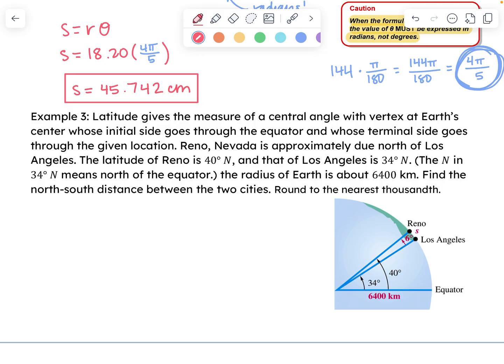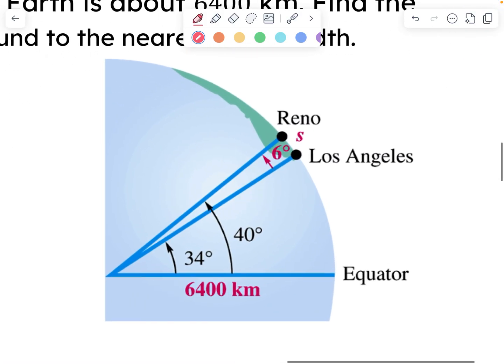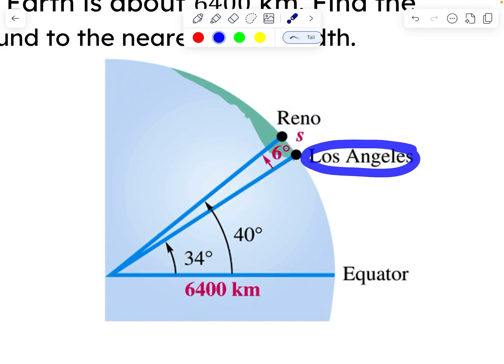The latitude of Reno is 40 degrees north, and that of LA is 34 degrees north. The N in the degrees north means that it's north of the equator. The radius of the Earth is about 6,400 kilometers. Find the north-south distance between the two cities, round to the nearest thousandth. So we've got a nice picture here that helps us out. I'm going to zoom in on the picture. And it tells us that we've got Reno right here, a nice little city, and we've got LA here, and we are trying to find the north-south distance between them.